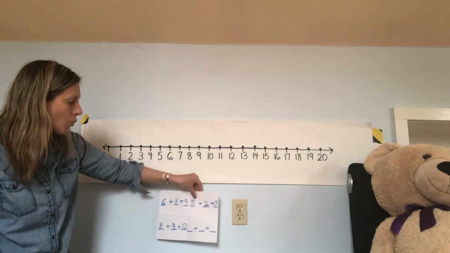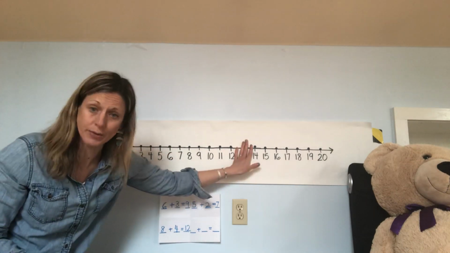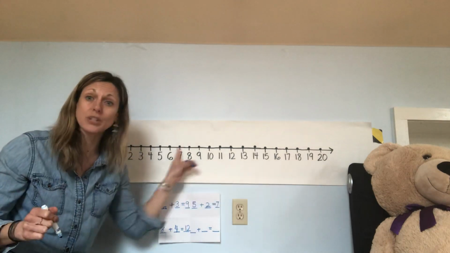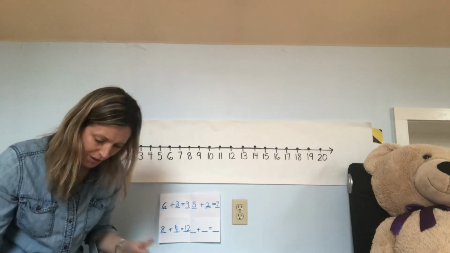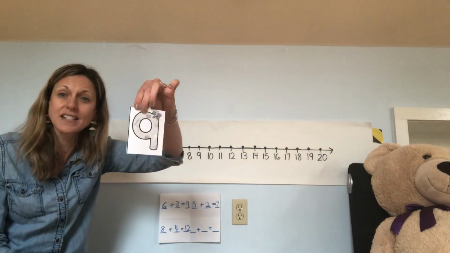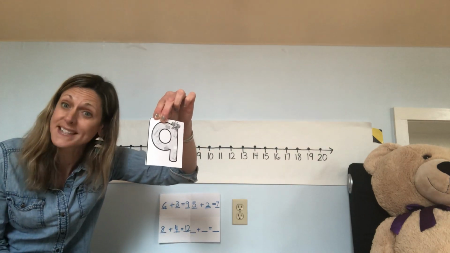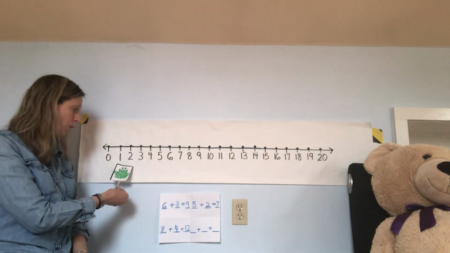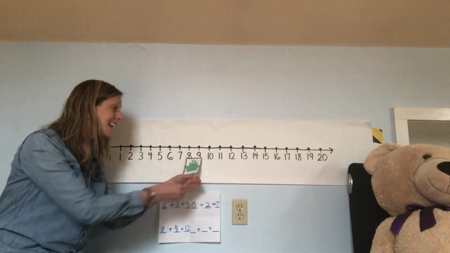Okay, let's see if we can do one more. Notice that we're going forward on the number line. Forward is when we're adding. Backwards is when we're subtracting. Today our focus is on the adding, okay? All right, Froggy, let's get a number. Ooh, what number is that, friends? Yeah, a loop and a line makes a 9. Okay, let's find 9. 0, 1, 2, 3, 4, 5, 6, 7, 8, 9.